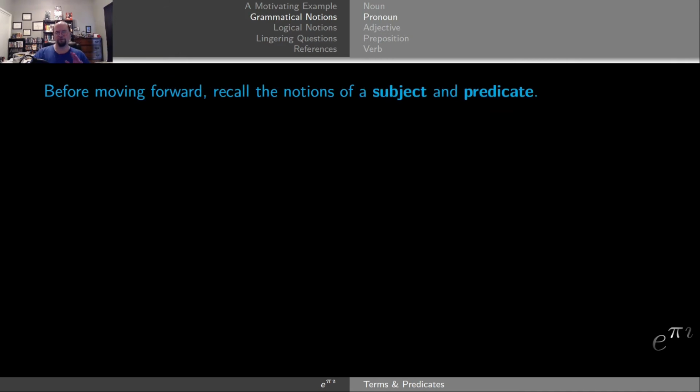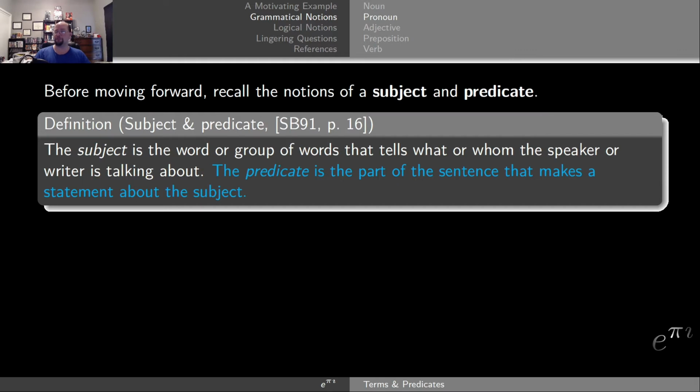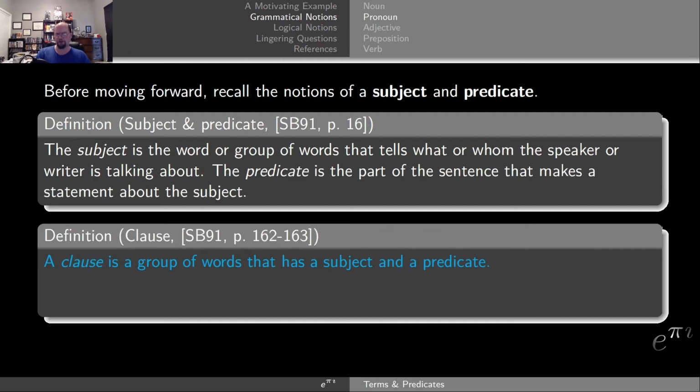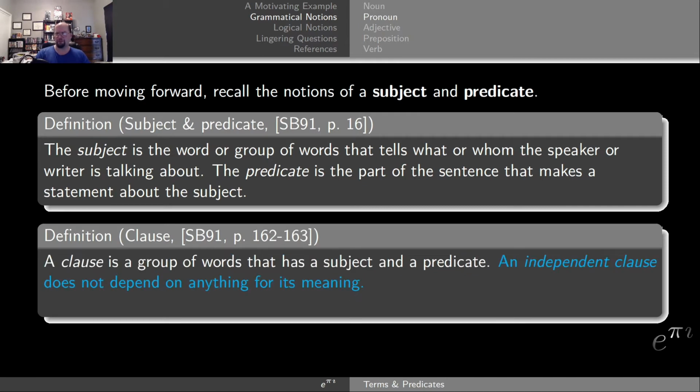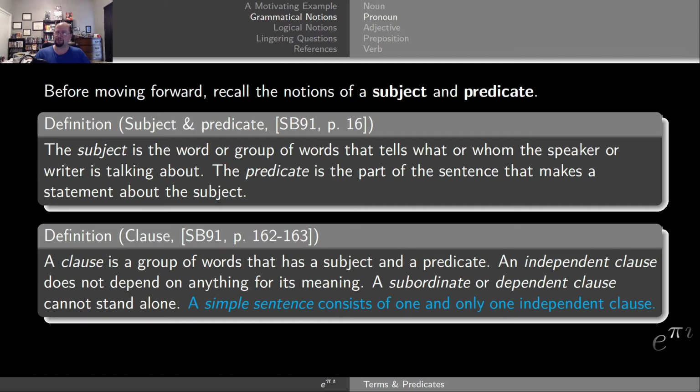Before moving forward, recall the notions of a subject and a predicate. The subject is the word or group of words that tells what or whom the speaker or writer is talking about. The predicate is the part of the sentence that makes a statement about the subject. Now, a clause is a group of words that has a subject and a predicate. An independent clause does not depend upon anything else for its meaning, and a subordinate or dependent clause cannot stand alone. Therefore, a simple sentence consists of one and only one independent clause.